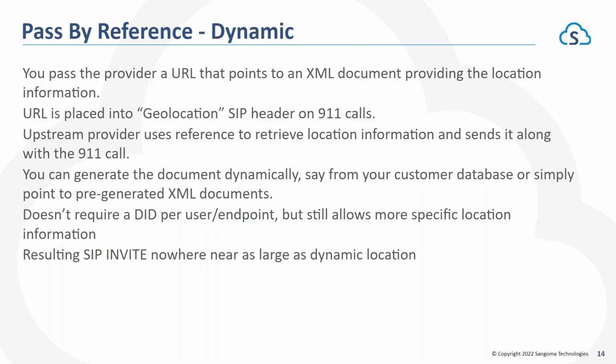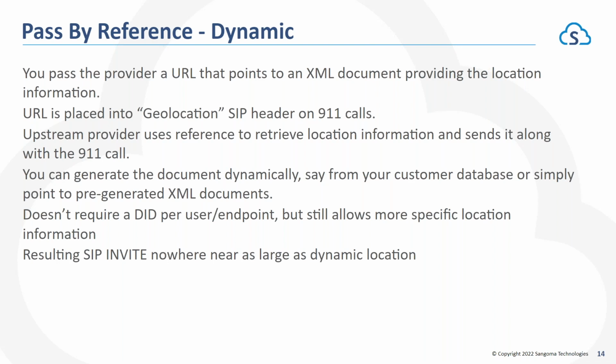The other aspect supported by some providers is doing this dynamically. So the geolocation SIP header that is given to the provider can actually contain a URL. If you pass a URL that points to you in some capacity that contains the XML document for the location information, your provider, if supported, can retrieve that information and use it instead. This means you don't have to stick that XML in your invite and increase the size of the invite.